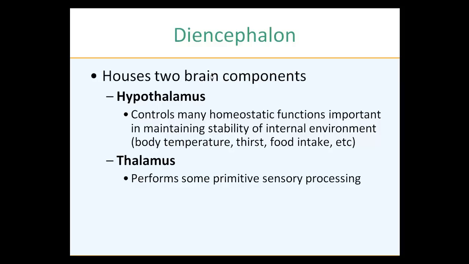So that gets us then to the diencephalon, and we will see that it has two components, and sometimes we add a third one, which is the epithalamus. The two main components are the hypothalamus and the thalamus. Hypo means below, so we have the thalamus and the one below it.